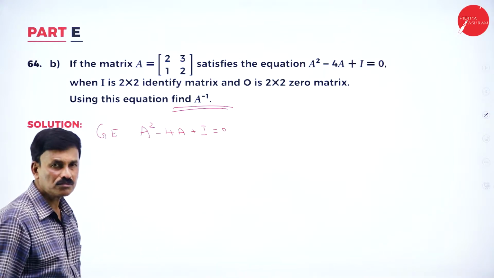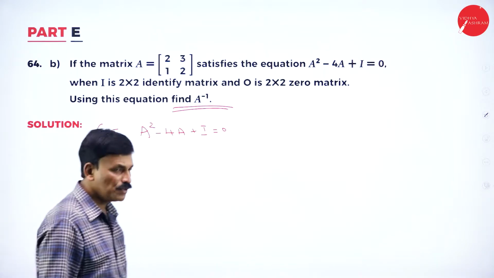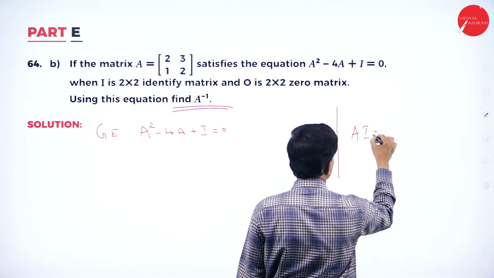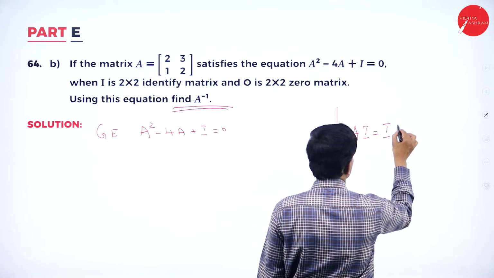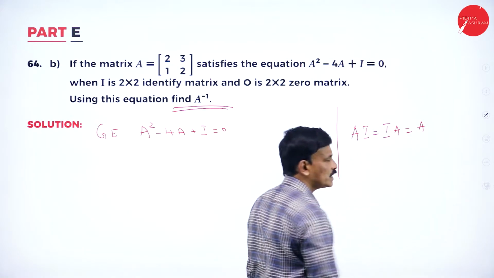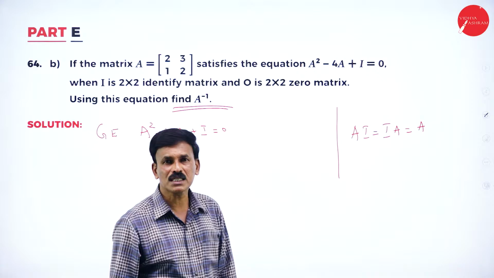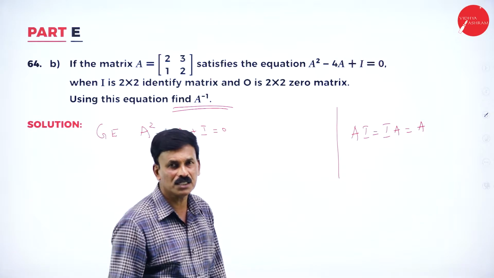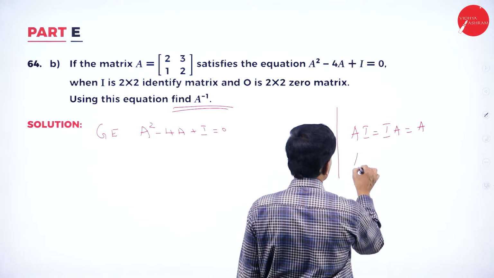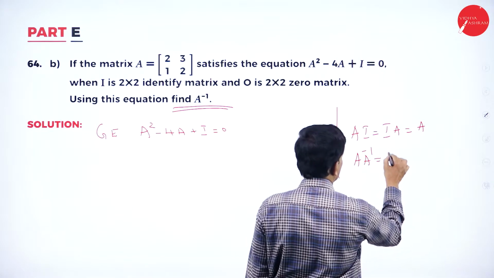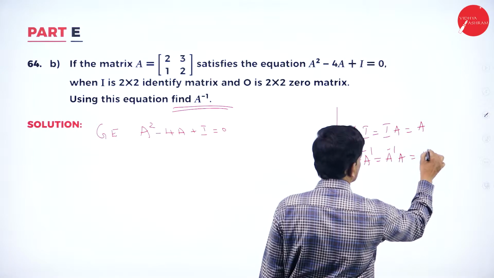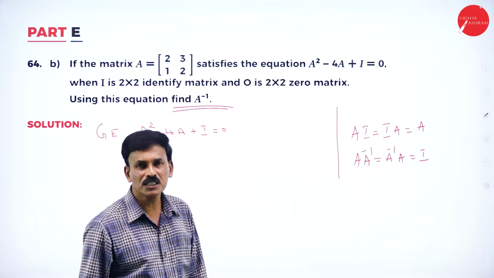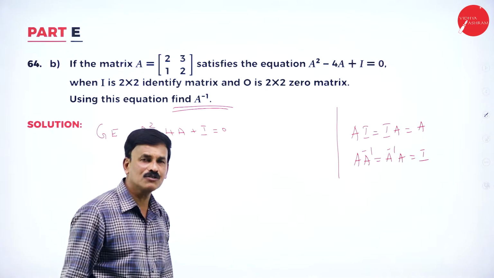Now, for this problem, we must be familiar with these properties. If A is any matrix and I is the identity matrix, I into A, if you multiply any matrix with an identity matrix, or an identity matrix is multiplied by any matrix of the same order, you will get the same matrix. And if you multiply a matrix with its inverse, A inverse into A is always equal to an identity matrix. A matrix into its inverse is equal to an identity matrix. These two properties we are making use of.